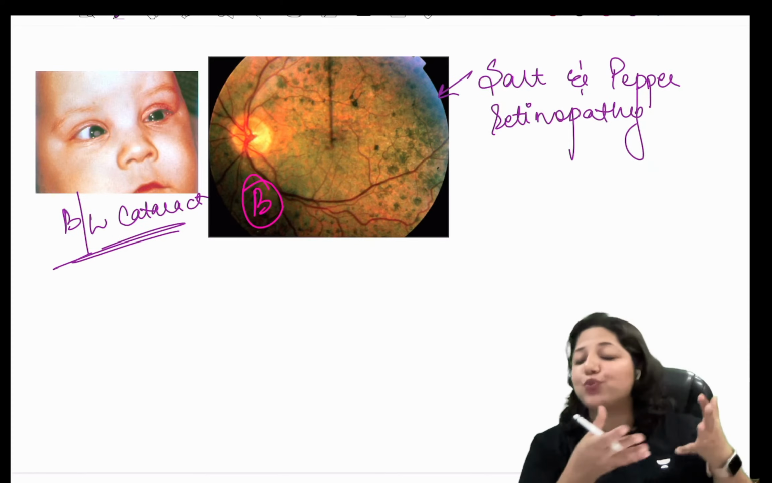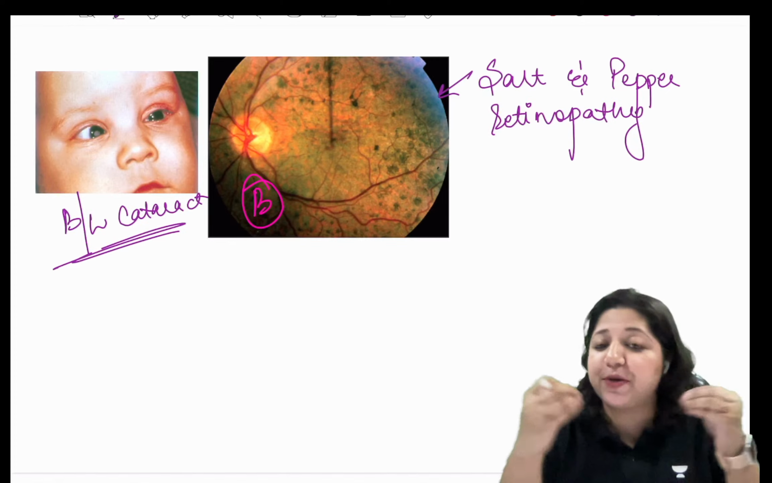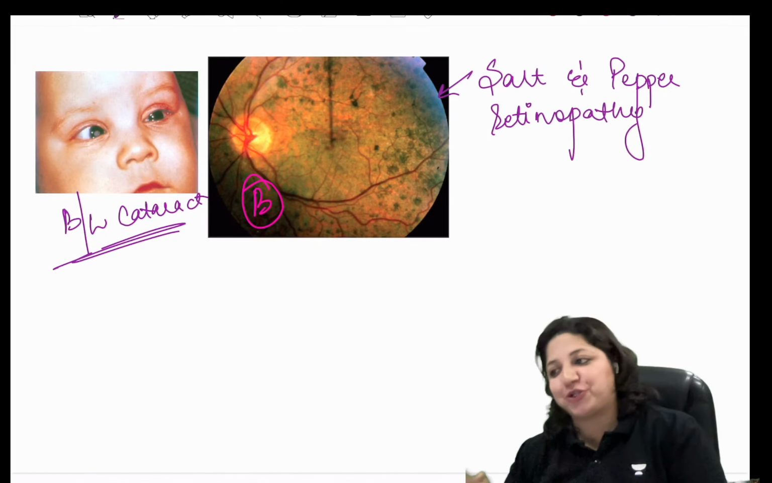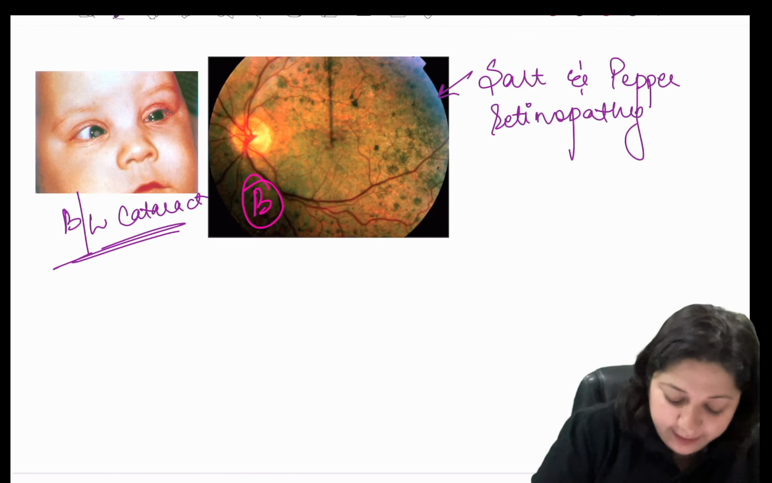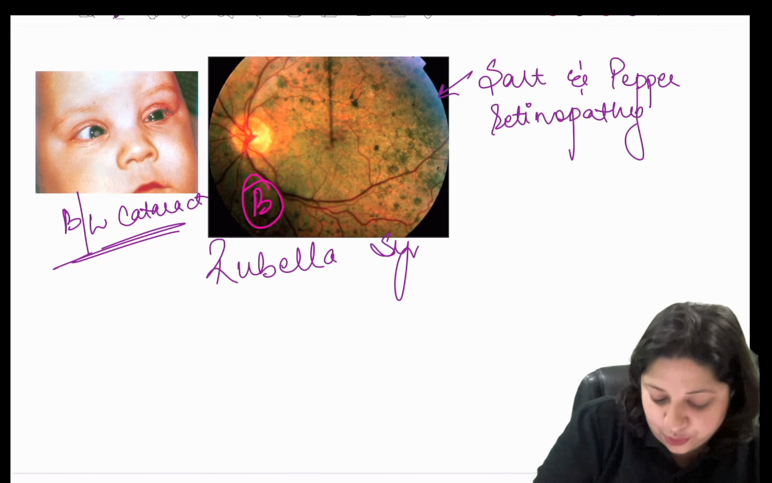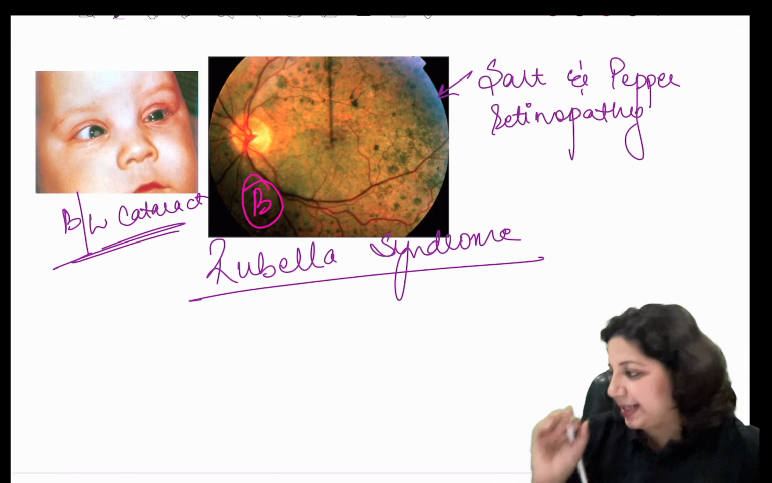This is not the age which presents in RP. This is not the perivascular bony spicules that you get in RP. So this is salt and pepper retinopathy. So what are we dealing with? We are dealing with rubella syndrome. So now the question arises, what are the findings in rubella?